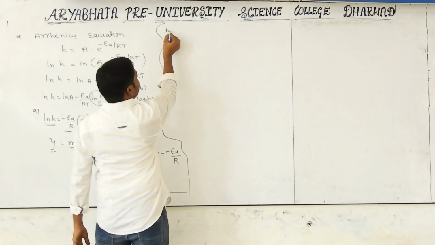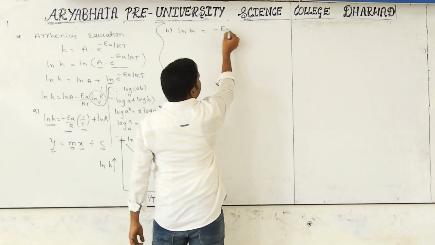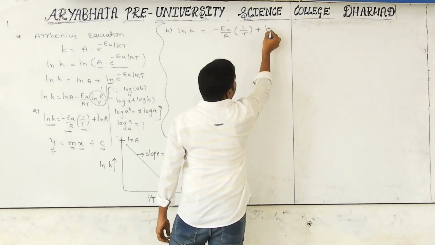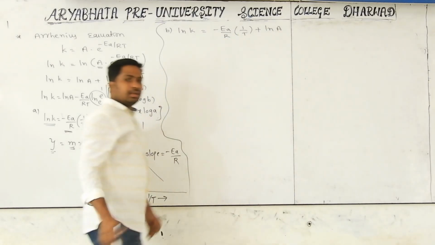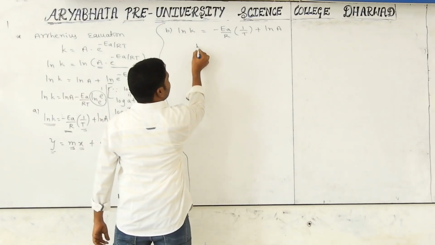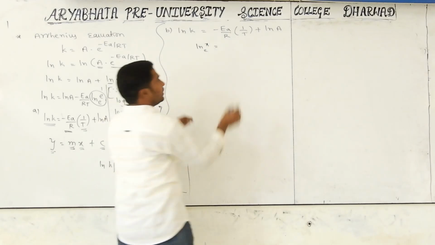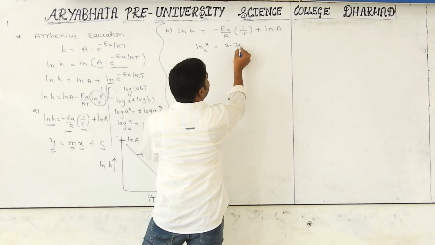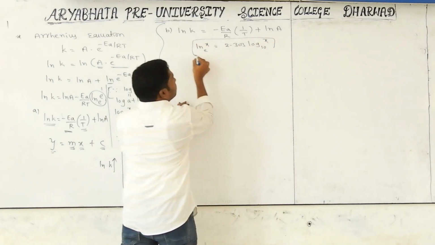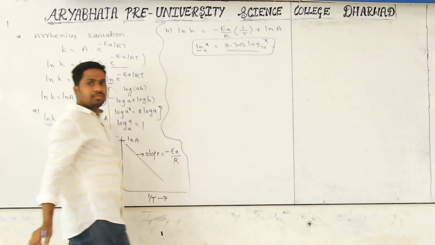The second graph I am doing from the same concept. ln k equals minus Ea by R into 1 by T plus ln A. Just using some other information: we know the relation between ln x to the base e and log x to the base 10, which is ln x equals 2.303 into log x. Wherever ln is there, we can substitute this term, right? Yes.